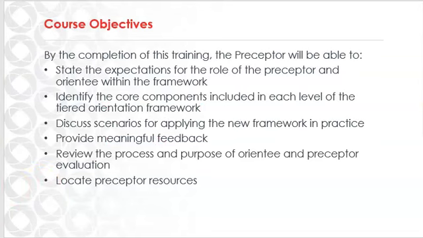By the completion of this training, the preceptor will be able to state the expectations for the role of the preceptor and the orientee within the framework, identify the core components included in each level of the tiered orientation framework, discuss scenarios for applying the new framework in practice, provide meaningful feedback, review the process and purpose of the orientee and preceptor evaluation, and locate preceptor resources.